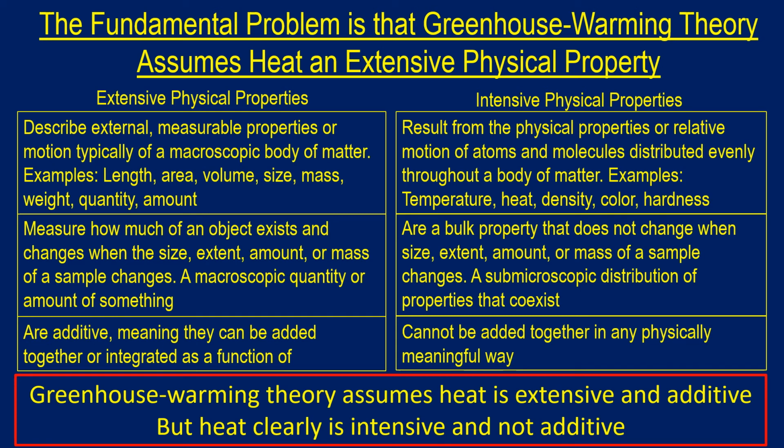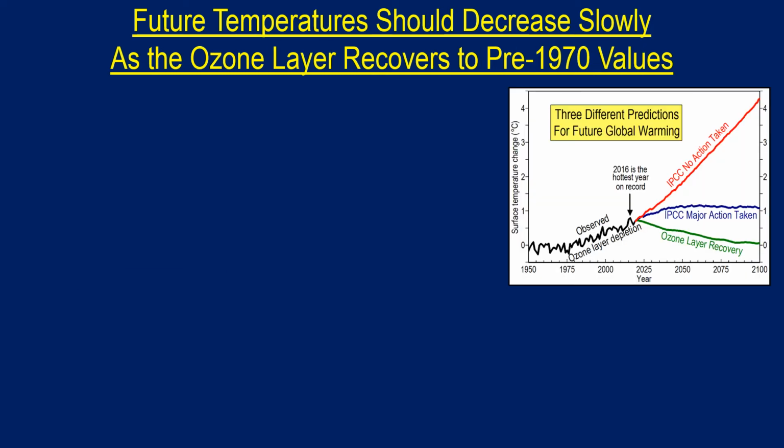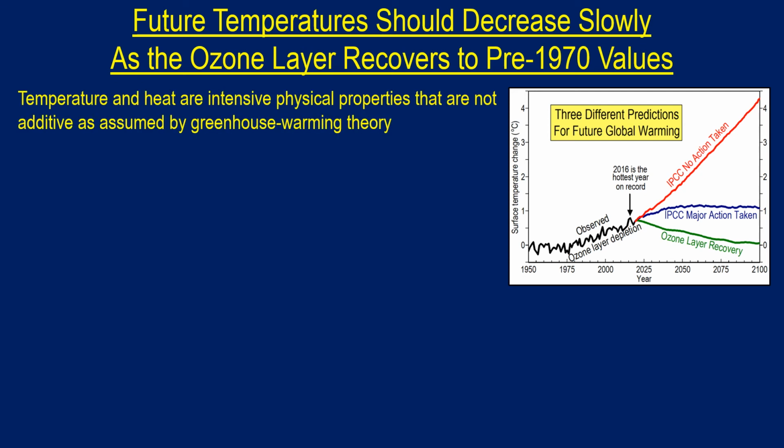This is why greenhouse warming theory grossly overestimates the effects of greenhouse gases, and why all calculations done by state-of-the-art computer models of climate are mistaken. Future temperatures should decrease slowly as the ozone layer recovers to pre-1970 values. Temperatures and heat are intensive physical properties that are not additive, as assumed by greenhouse warming theory.